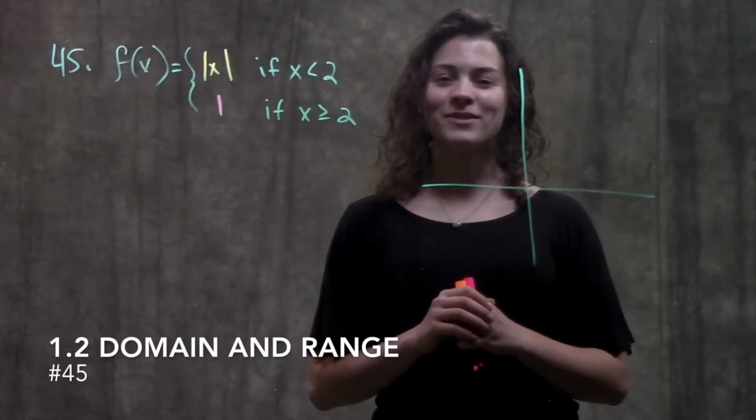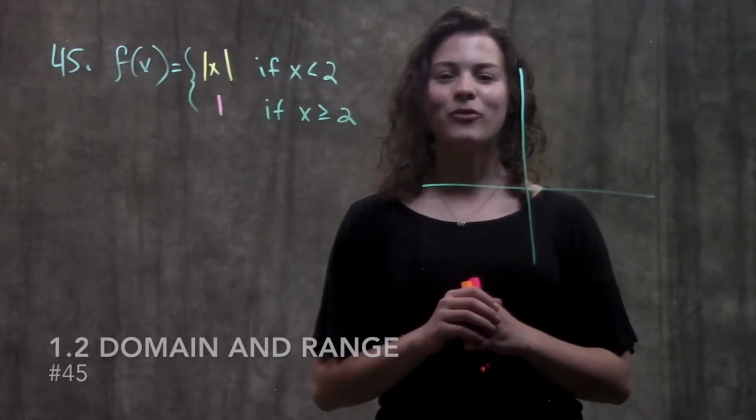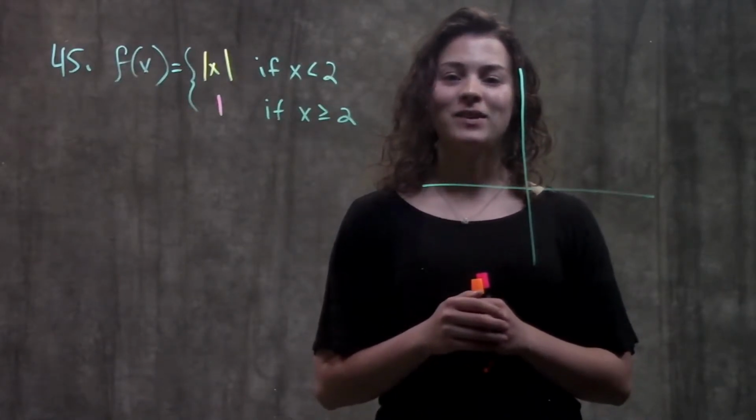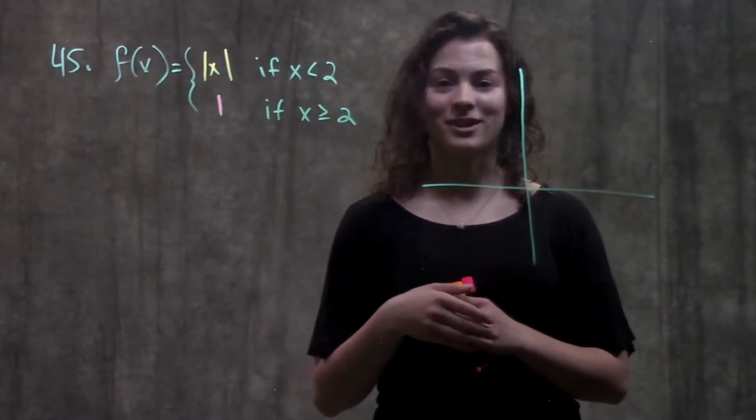This is section 1.2, domain and range. In this video, we're going to go through number 45 in your book, and in this problem, they're asking us to graph this piecewise function.